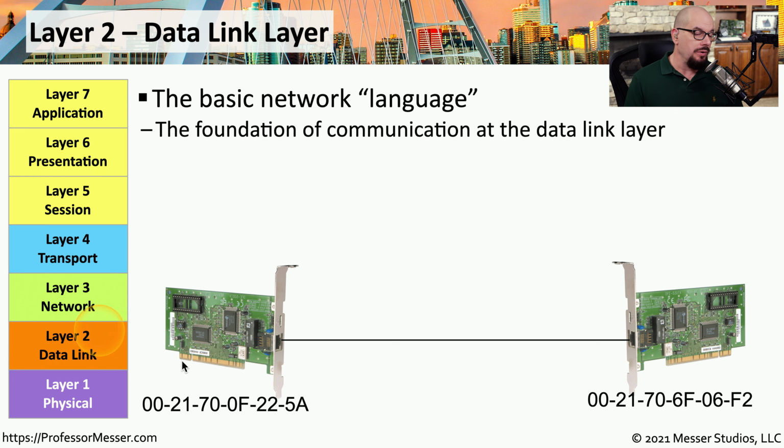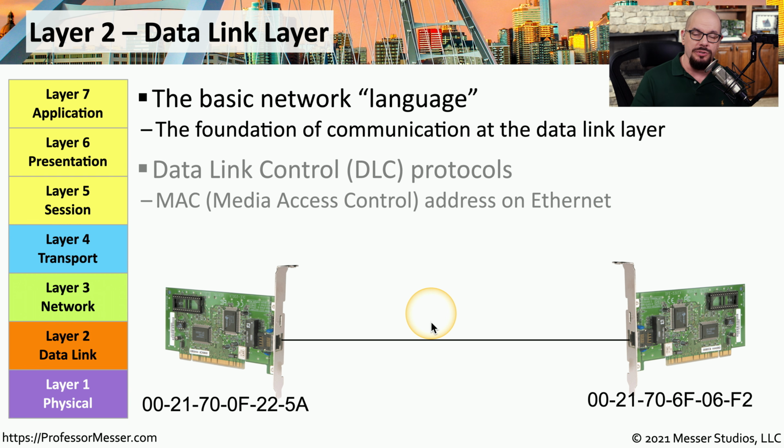The next layer of the OSI model is layer 2, or the data link layer. This is the layer that is a foundational layer for the protocols that we will then begin to stack on top of layer 2. You'll find that layer 2 is sometimes referred to as the data link control, or DLC layer, and there will be a series of protocols that run as DLC protocols.